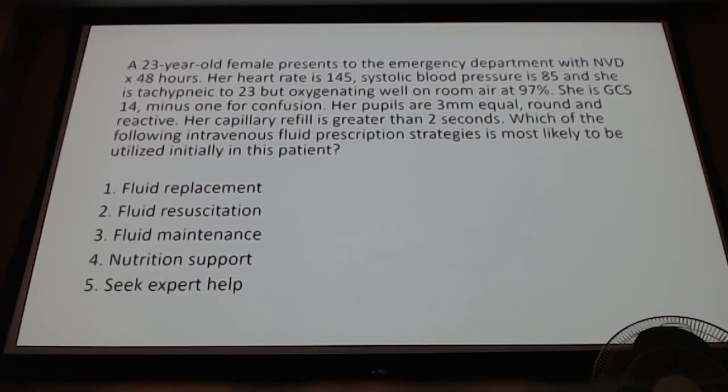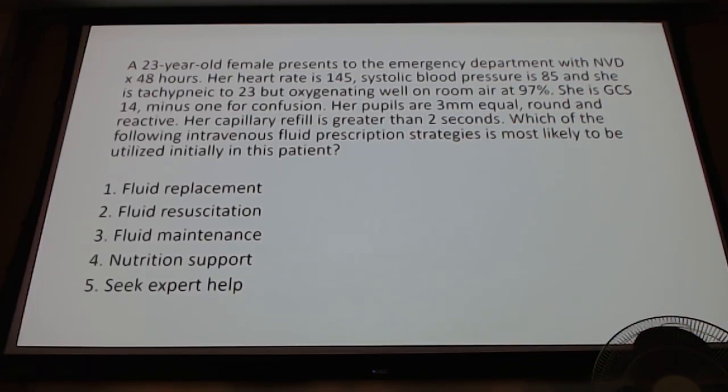Once we resuscitate her and get her vitals back to a normal level, then we can start going into replacement, and then into maintenance. But this one, absolutely, we have to resuscitate her. On the chart, class 3 is decreased, class 4 is severely decreased blood pressure.